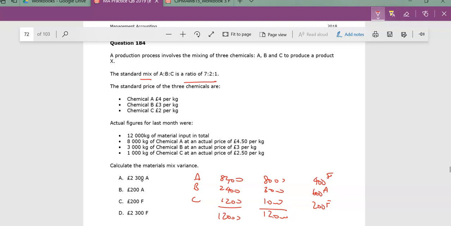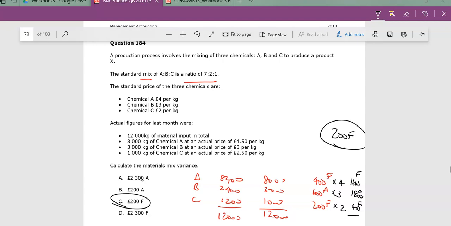Which means, therefore, that when we now value this, the standard prices of chemical A, for example, is 4, this is 3, and this is 2. This is 1,600 favorable. This is 1,800 adverse, and this is 400 favorable. And when we do that together, we now have 1,600 favorable plus 400 favorable minus 1,800 adverse, which gives us 200 favorable in the end. So we have a 200 pound favorable variance.